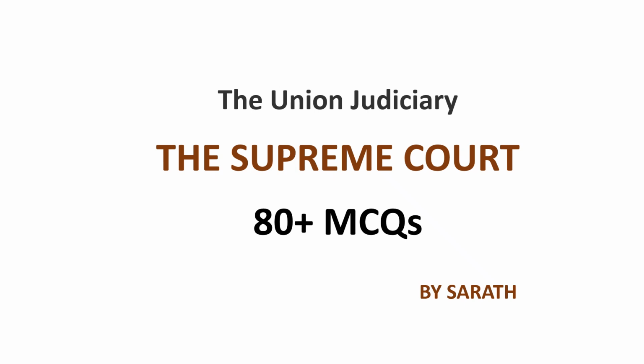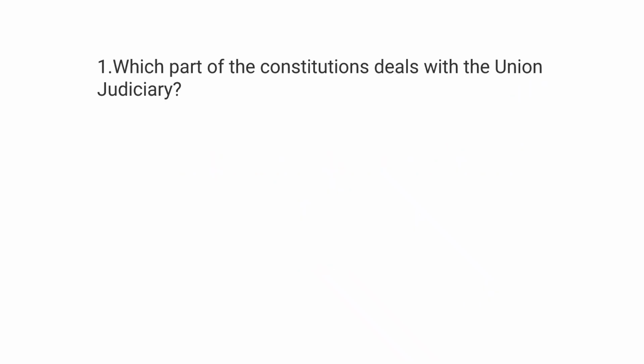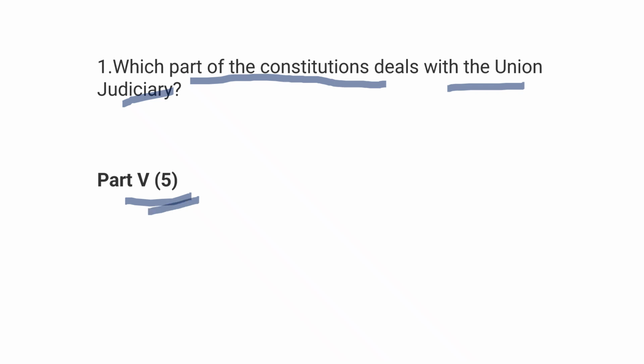In this video, I am going to explain some important questions, around 80 plus important questions regarding the Supreme Court, that is the Union Judiciary. First question, which part of the Constitution deals with the Union Judiciary? The answer is Part 5. Part 5 of the Indian Constitution deals with the Union Judiciary, that is the Supreme Court.